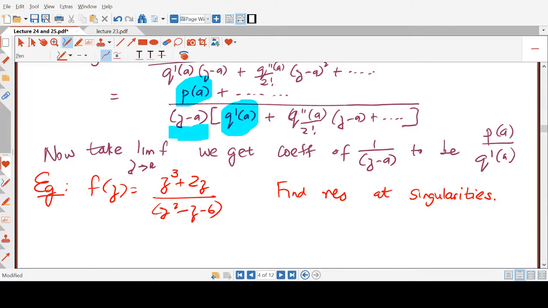So far we're just finding residues. Later on, the game will be to find an integral because the integral boils down to finding a residue. That's the residue theorem. The contour integral of f of w dw is the residue. So now I'm just teaching you how to find residues.